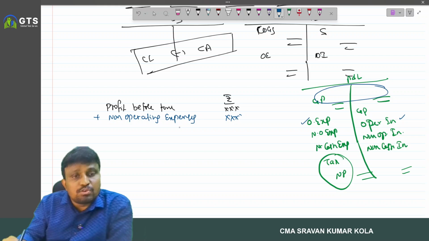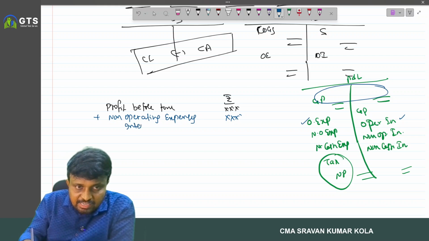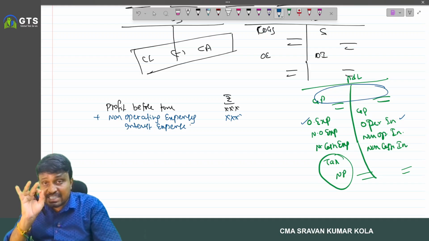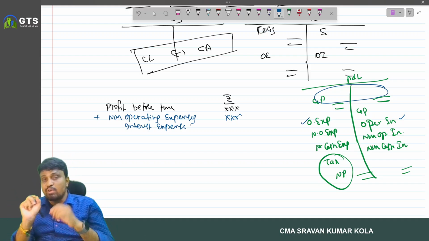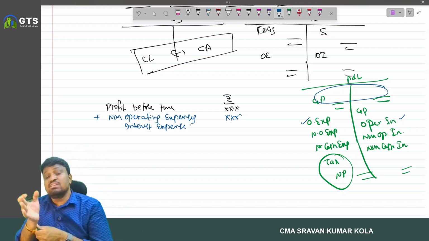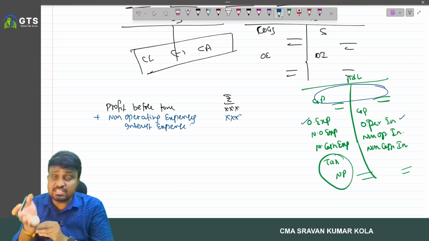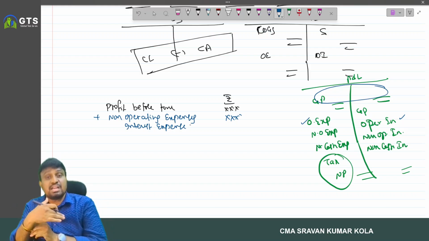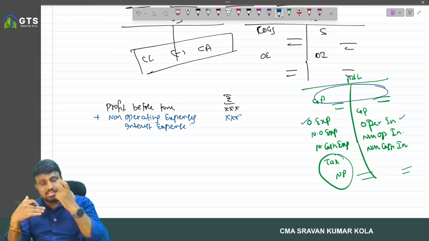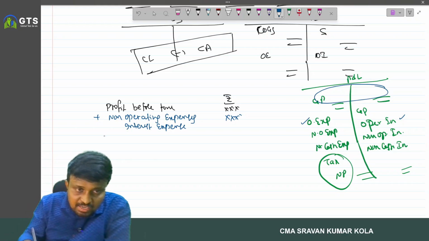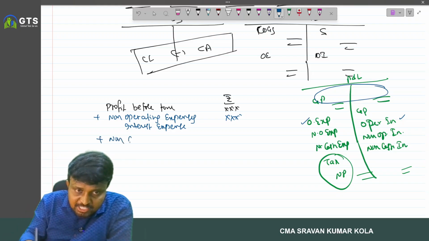non-operating expenses. We have to add it back, like interest expense. Remember, we have to consider interest expense, not the interest paid. The small difference is that interest expense is nothing but paid and payable. In P&L, we follow the accrual concept, so there we consider paid and payable. But in the case of financing activity, while considering the interest, we consider only interest paid.